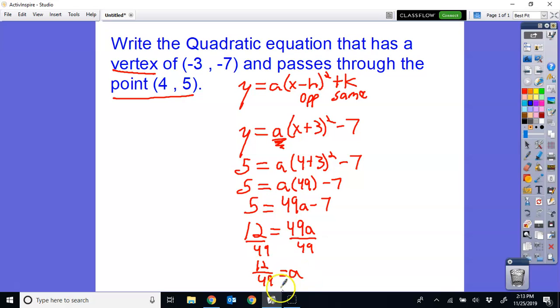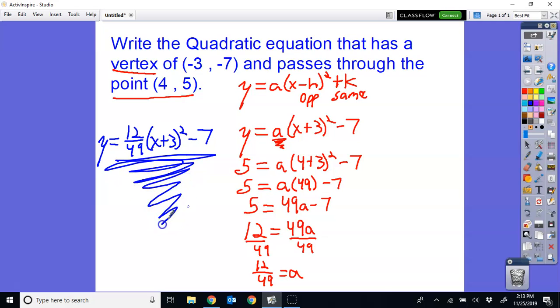That means this is my a value. My vertex was (-3, -7), so opposite, same. So my final answer for this problem, the equation, would be y equals 12 over 49, for my a value, times (x plus 3) squared minus 7. This is the equation of the parabola that has this vertex and this point.